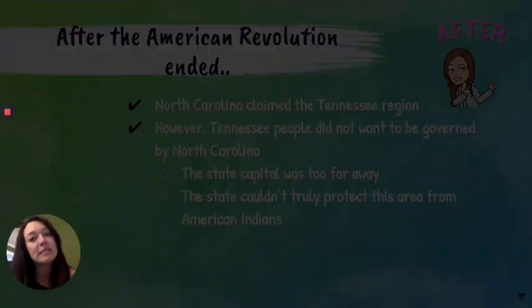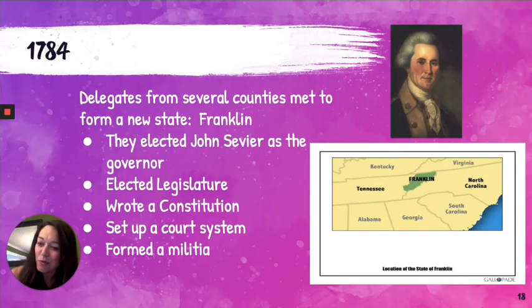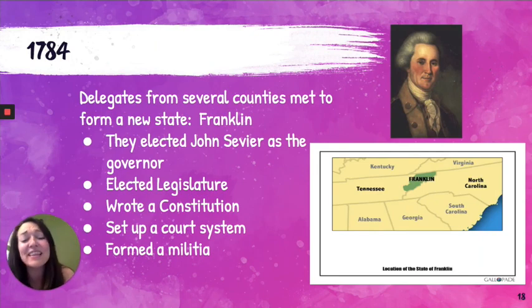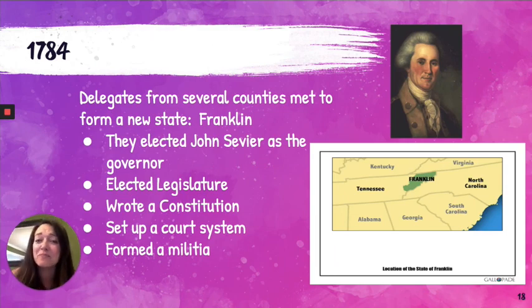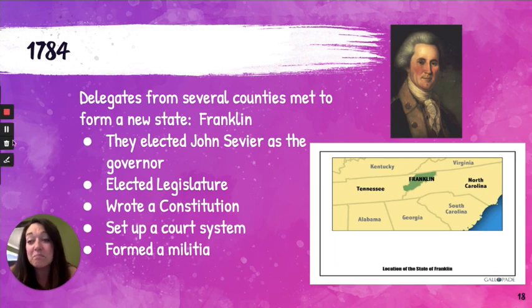So the people that lived in Tennessee wanted to be able to have support, and they were just too far away. So what ends up happening is in 1784, delegates from several counties met to form a new state, and they called it Franklin after Benjamin Franklin. They elected John Sevier the governor, and then they elected a legislature. They wrote a constitution, set up a court system, and even formed a militia. So they were doing it right, and they had big hopes and plans.